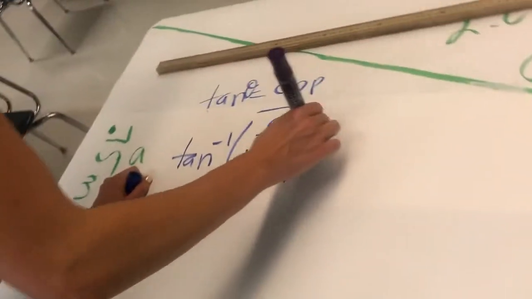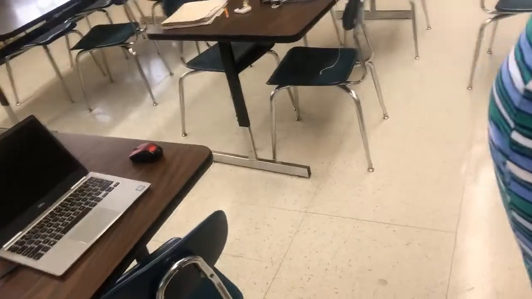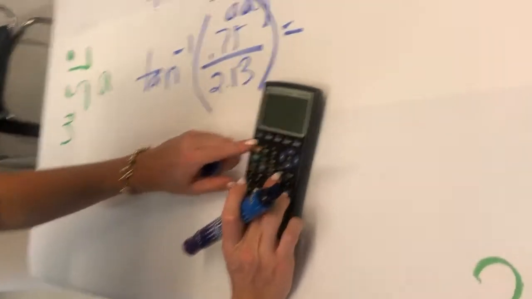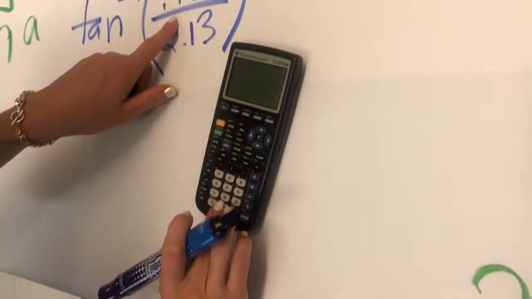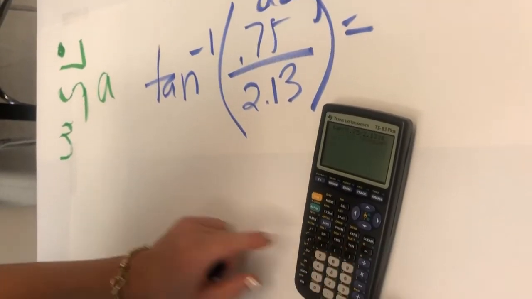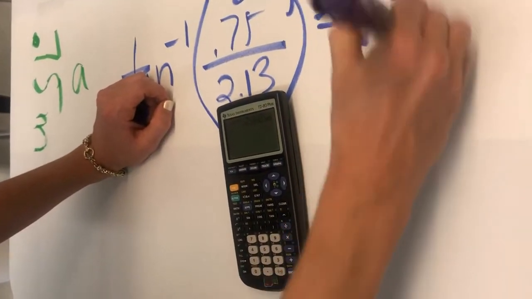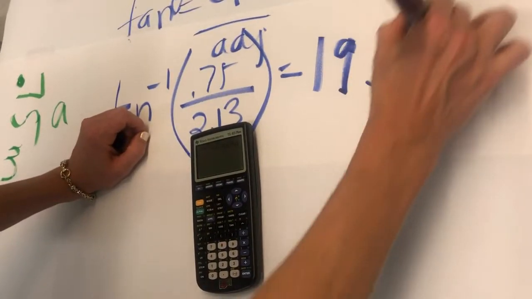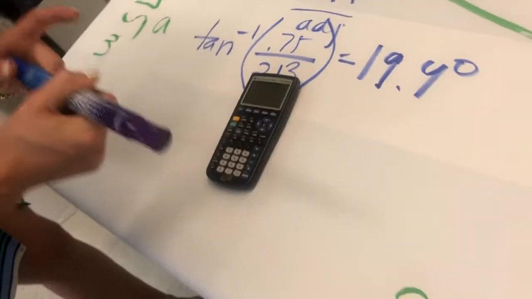0.75 divided by 2.13. Where's that good calculator? Here it is, hiding right by the skull. Okay, tangent inverse. Oh, that's so much easier. 0.75 divided by 2.13, and I get 19.4 degrees. Sweet. Can we check this one?